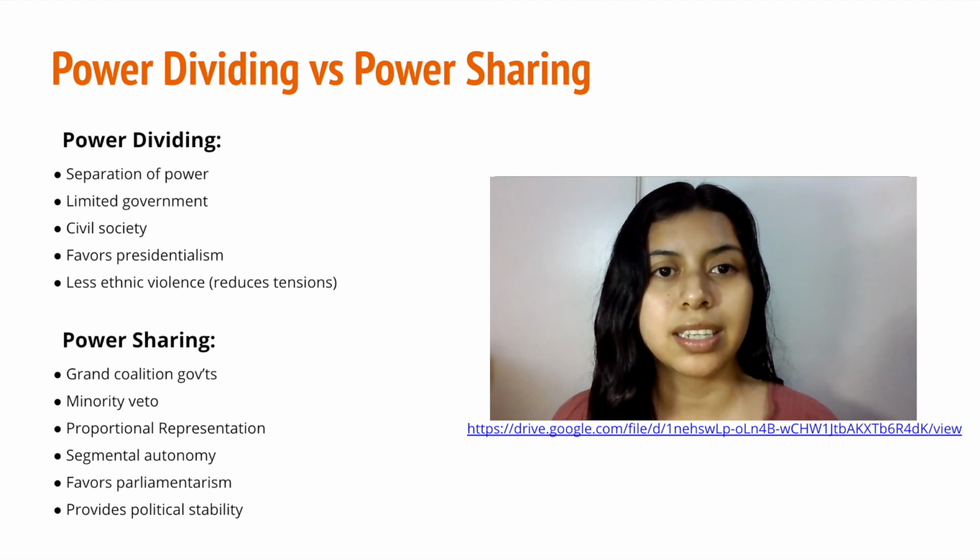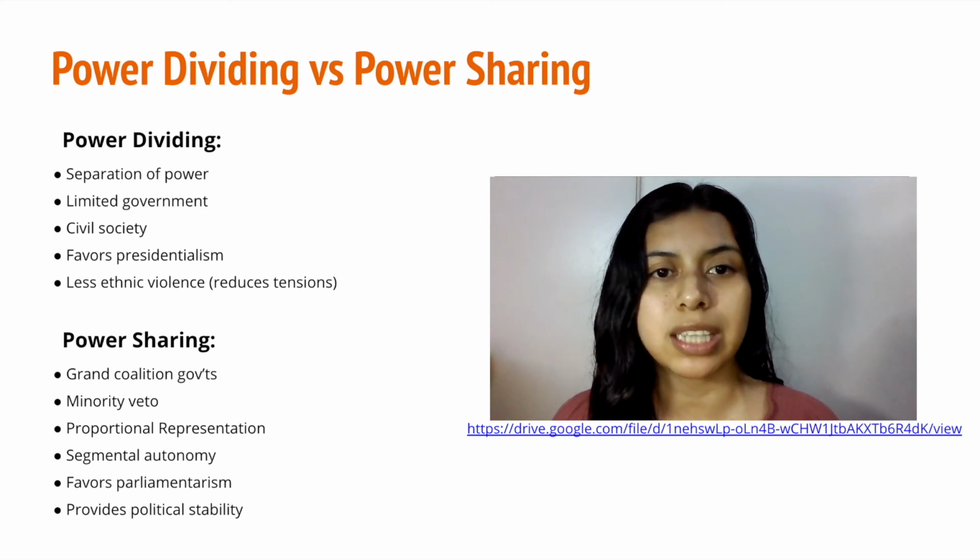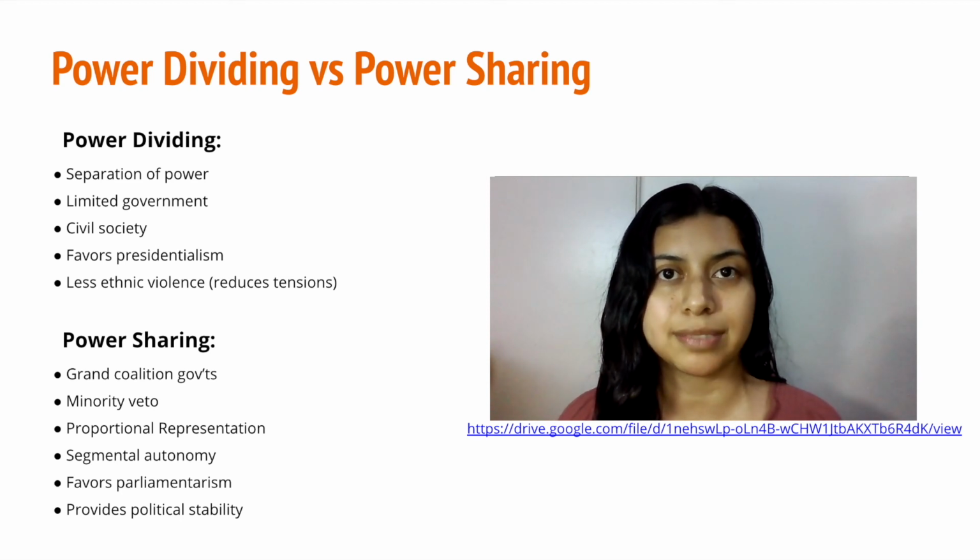On the other hand, power sharing has a grand coalition of governments where leaders of different social aspects and ideologies unite. This involves a minority veto where each segment is given a vote to ensure protection of interests. It leads us to proportional representation where the stance of all groups is proportionate to an agreement. Another characteristic of power sharing is segmental autonomy, which ensures that minorities have a say in the rules of their local region. Power sharing favors parliamentarism and generally provides political stability.